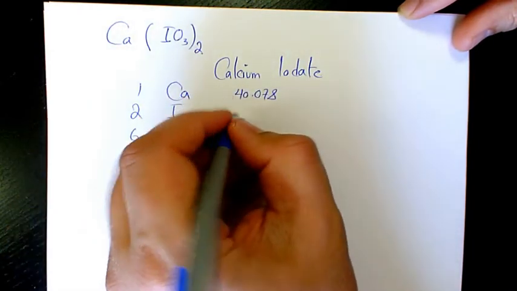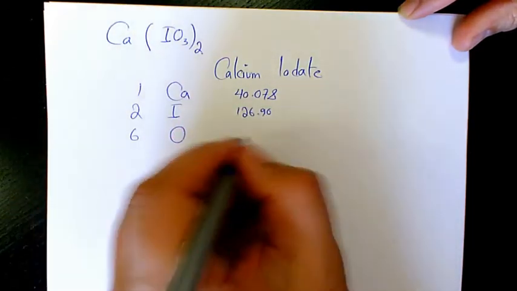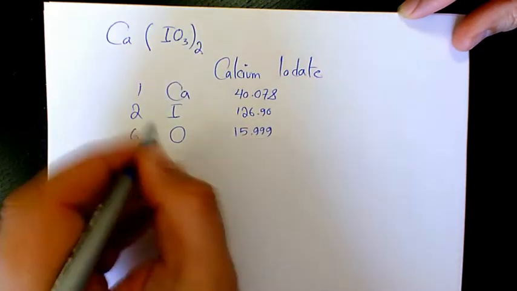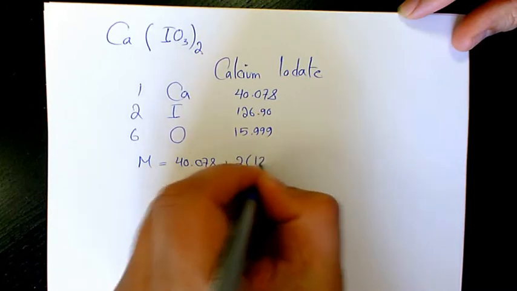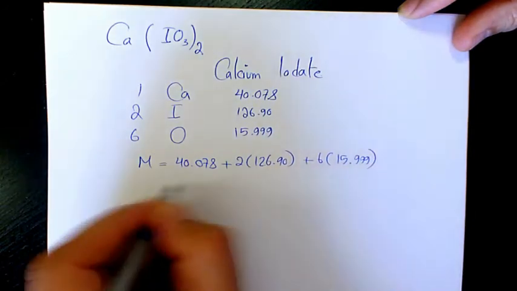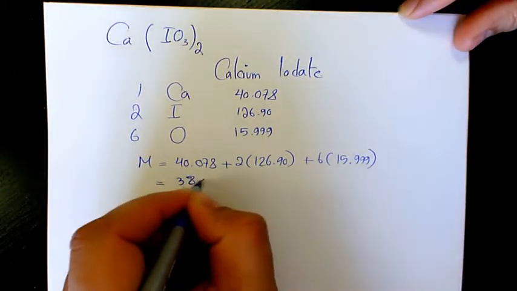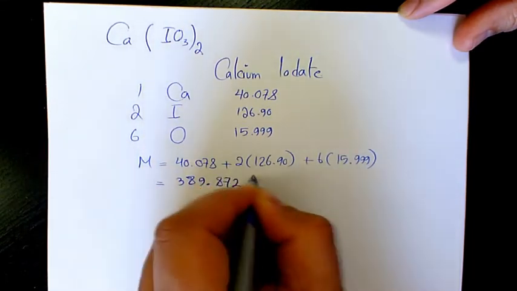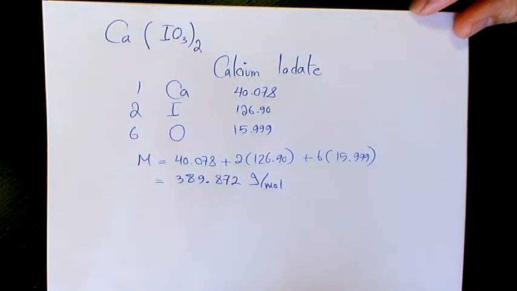Atomic mass of iodine is 126.90 and oxygen 15.999. So that's going to be 40.078 plus 2 times 126.90 plus 6 times 15.999. That's going to give me 389.872 grams per mole. That's the molar mass of calcium iodate.